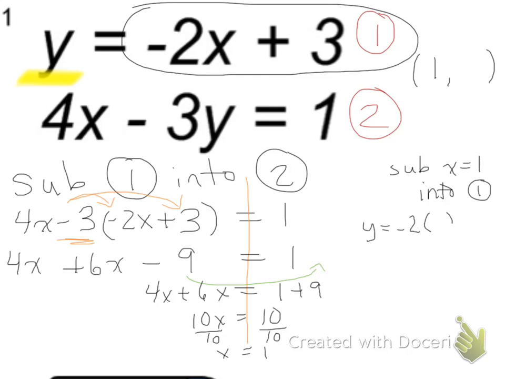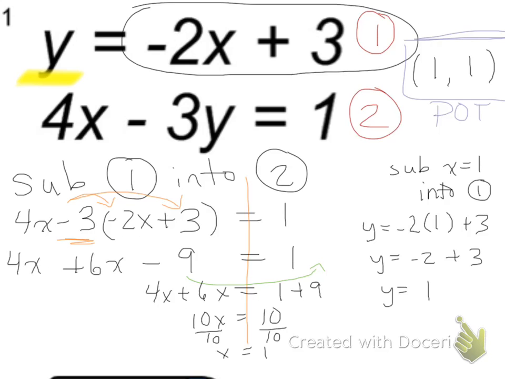So y equals negative 2, leave a space where there should be an x, plus 3, and substitute the number 1. So now y equals negative 2 times 1, which is negative 2, plus 3, and y equals negative 2 plus 3, which is 1. So the answer here is that x equals 1 and y equals 1. The solution to this linear system of equations is the point 1, 1, the point of intersection right here. If I were to draw it out, this is what I would get.